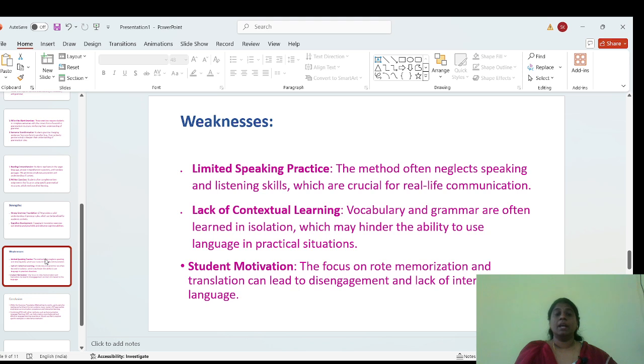Weaknesses of this method. Limited speaking practice. The method often neglects speaking and listening skills, which are crucial for real life communication. Lack of contextual learning. Vocabulary and grammar are often learned in isolation, which may hinder the ability to use language in practical situations. Student motivation. The focus on rote memorization and translation can lead to disengagement and lack of interest in the language.